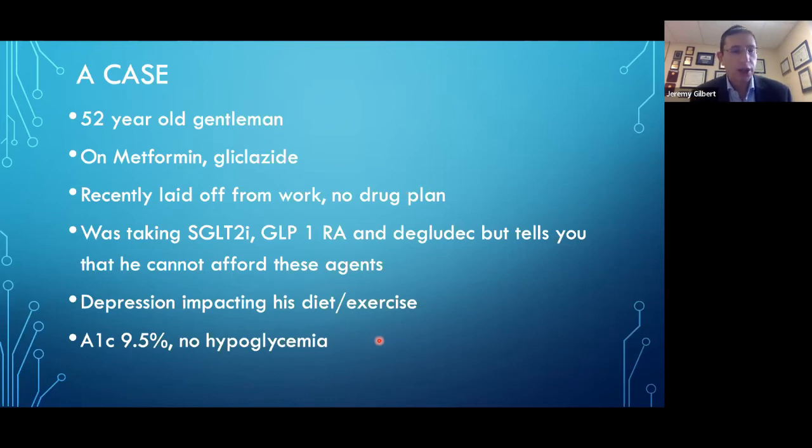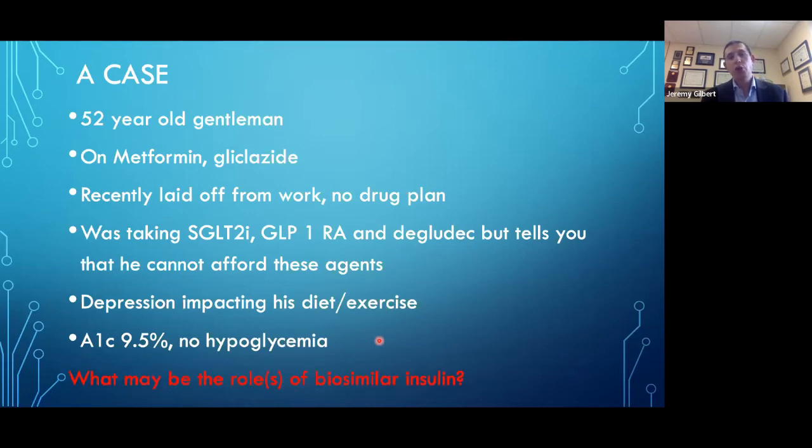I clinically appreciate the depression that's going on, and certainly this has been impacting his diet and exercise. And I think involving the whole diabetes healthcare team here, whether we can get some psychology and social work support, as well as seeing the nutritionist and working on behavior modification, is all very important. But the reality is prescribing agents that are not affordable is not working for this gentleman at this time. The A1C is quite concerning at 9.5%, unfortunately not having hypoglycemia.